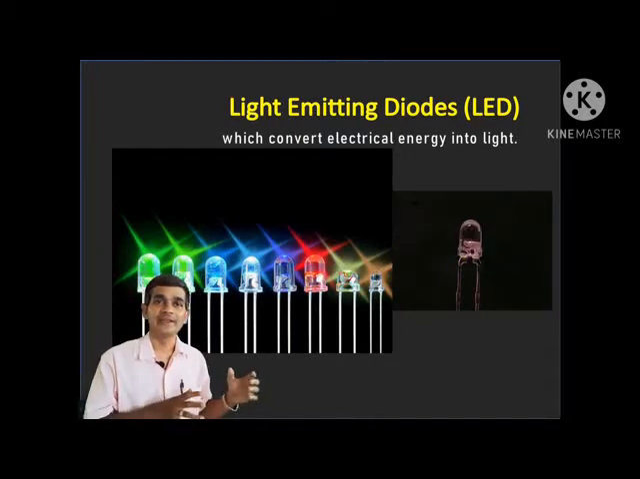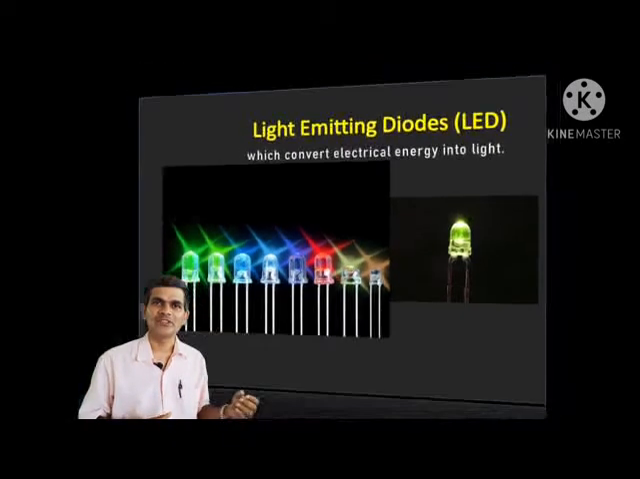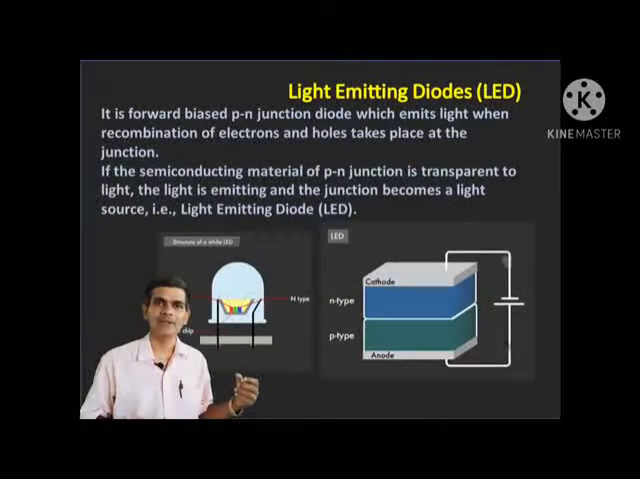First we will see the LED, light emitting diode. What is a light emitting diode? It converts electrical energy to light energy easily using a semiconductor diode. You can observe in the pictures there are different colors of LED that you commonly see, and this is nothing but a light emitting diode.